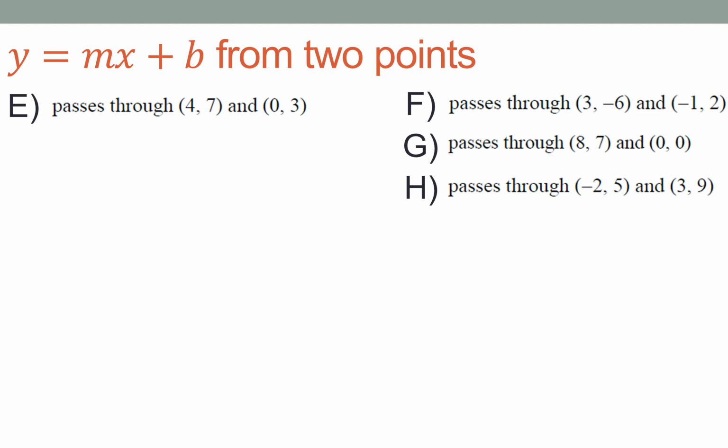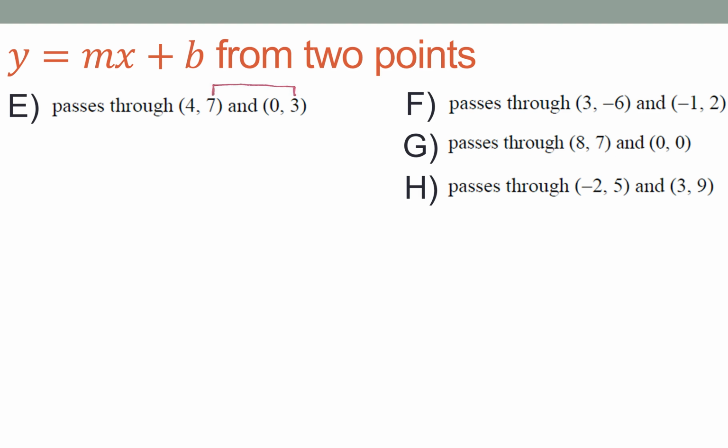So now we go real big. All right, so we're going to derive y equals mx plus b, or slope intercept form, from 2 points. So example E. Example E passes through point 4 comma 7 and point 0 comma 3. So I'm going to actually find the slope through 2 points. This is a little bit of a review, so I'm not going to spend a lot of time lingering on this. I want you to go back and see the video for slope if you haven't already.